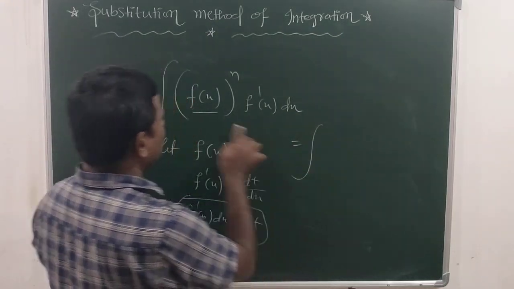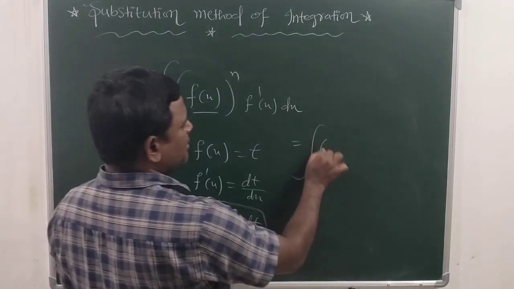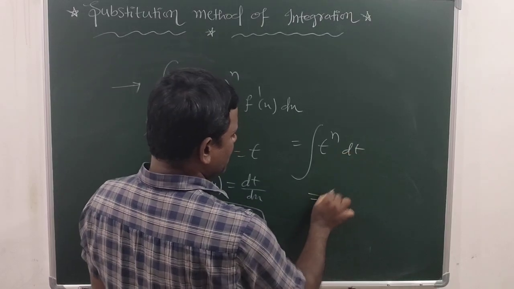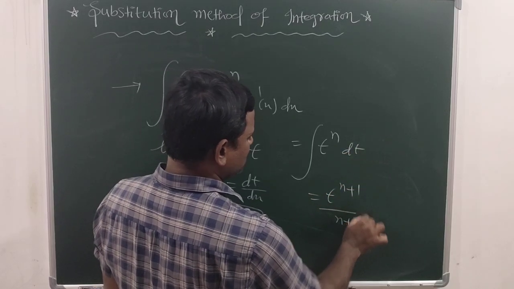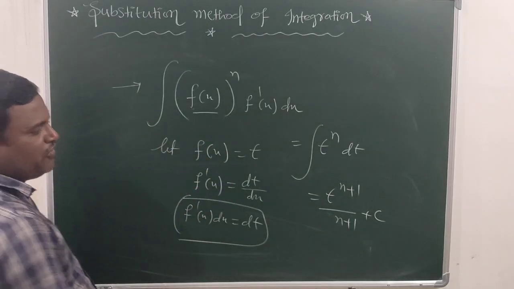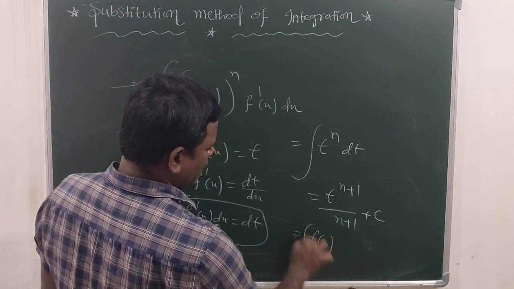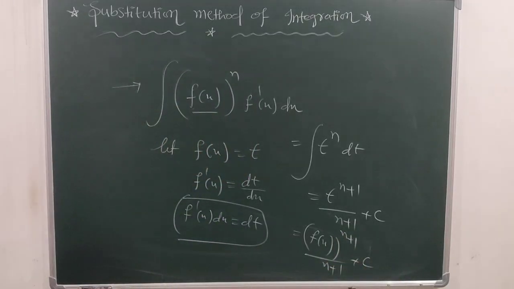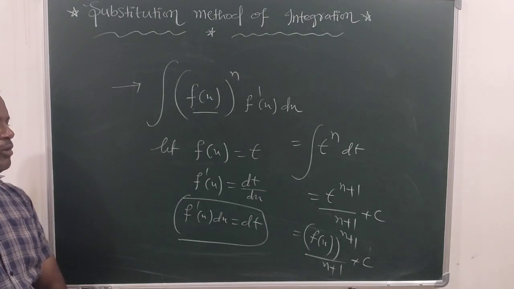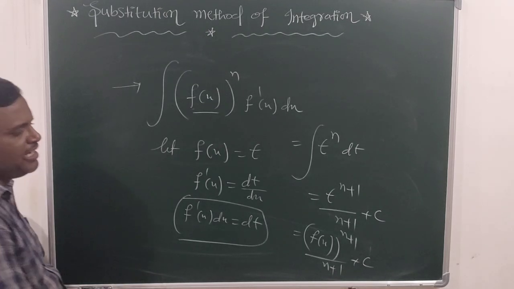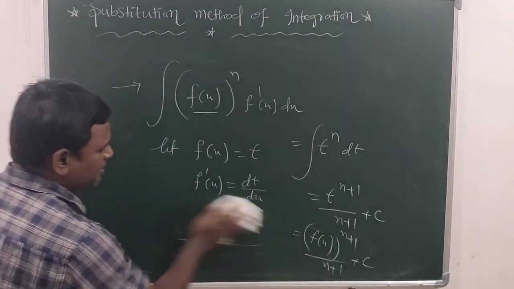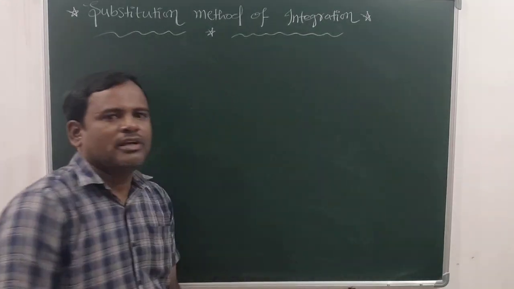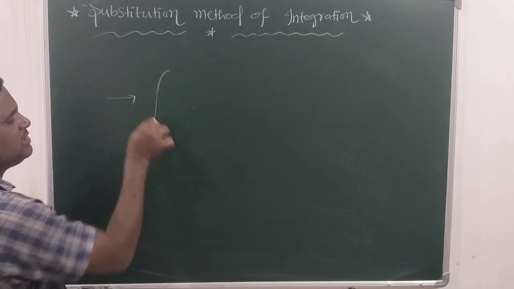So come here, integral of, in place of this, what do you have to write? t. So t power n, and f dash of x dx is dt. Its integral will be t power n plus 1 by n plus 1 plus c. What is t? f of x. So it is f of x whole power n plus 1 by n plus 1 plus c. Okay, students? I hope you have understood this. Remember this like a standard result. Right? Now let us see one example based on this.